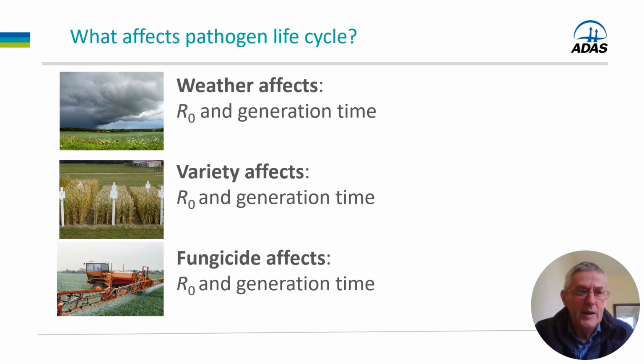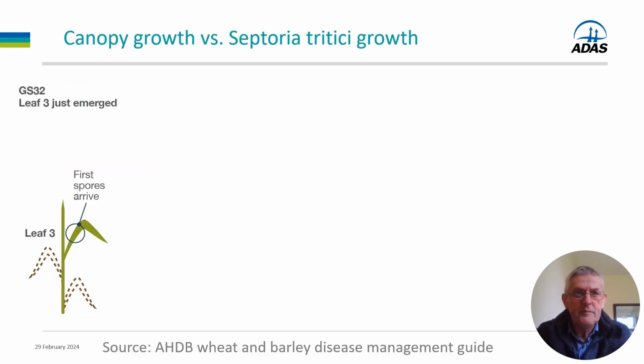So there's a repeating pattern here. All of these things are largely interchangeable. If we have weather that's less conducive, if we have a variety that's more resistant, then we need less fungicide, or vice versa. These things are all interchangeable and interplay. However, to make the situation a bit more complicated, we also have the dynamics of the canopy growing, and that also interacts with the growth of the disease epidemic.